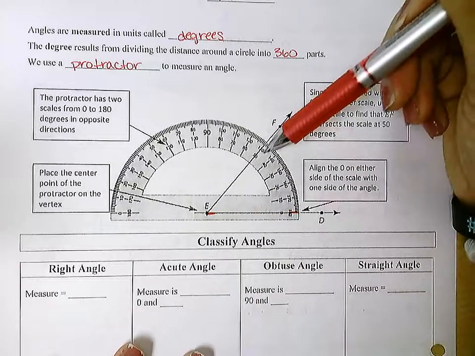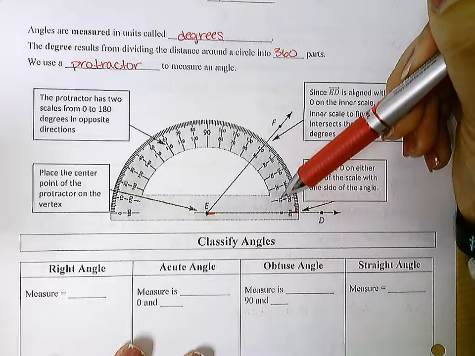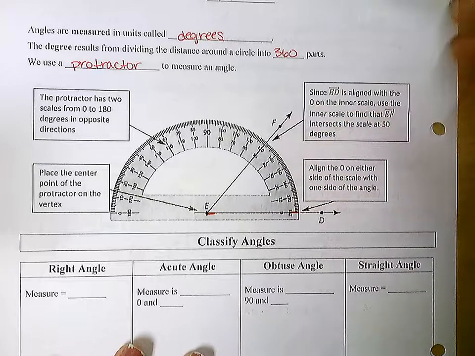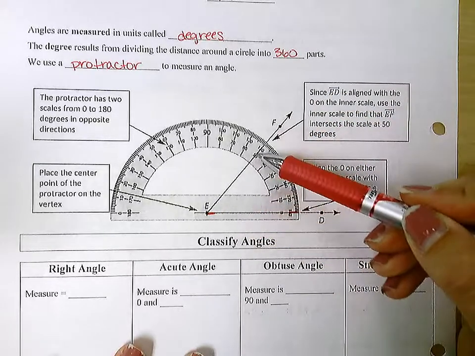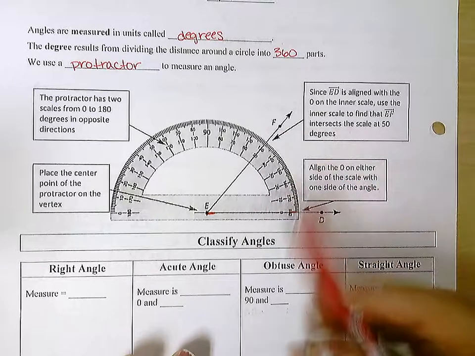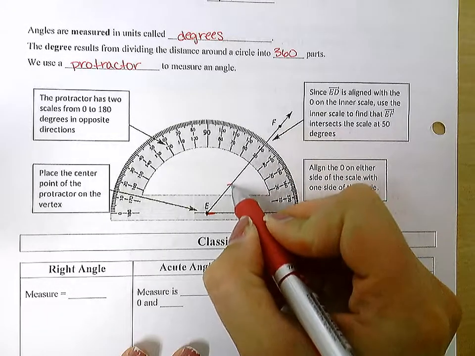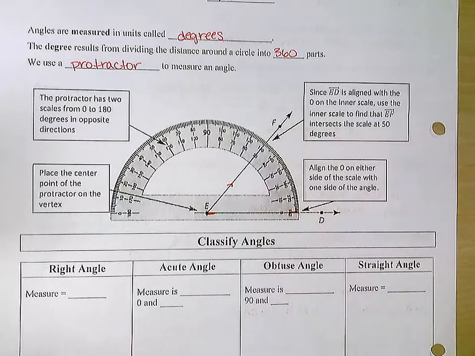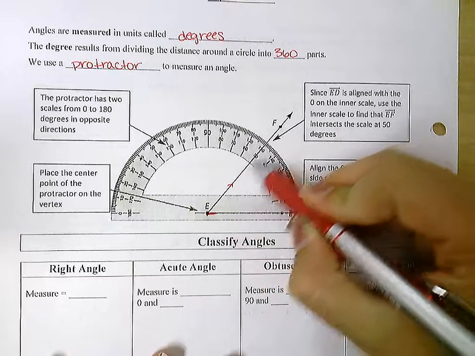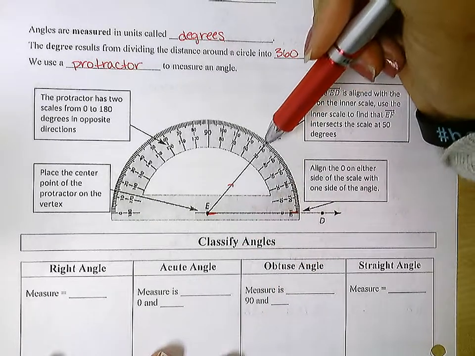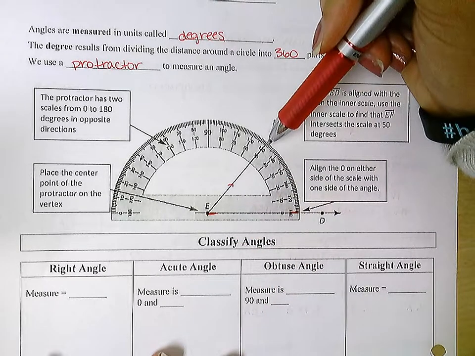Then to measure an angle, we just have to look at our numbers until our second ray hits that protractor. Sometimes on your paper your ray is shorter, so it does help to have some type of straight edge, like a folder, a ruler, a pencil, anything like that, just to extend your rays so that you can see what number it's hitting on your protractor.